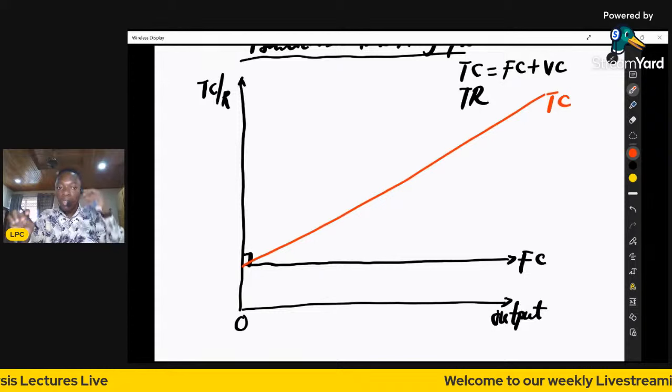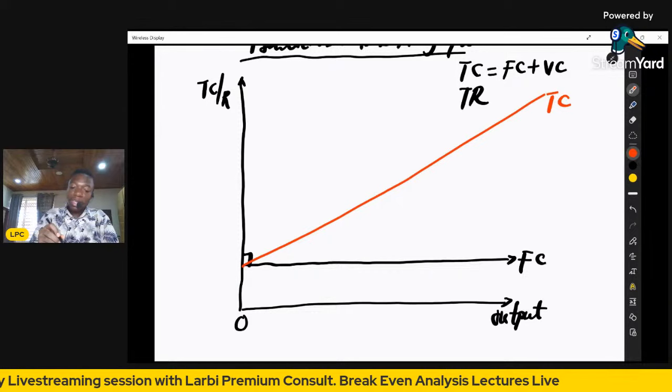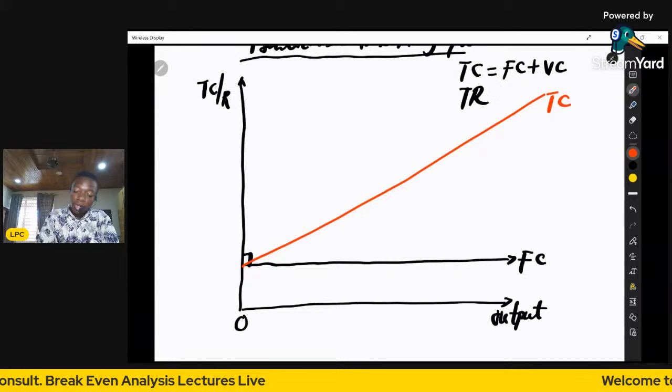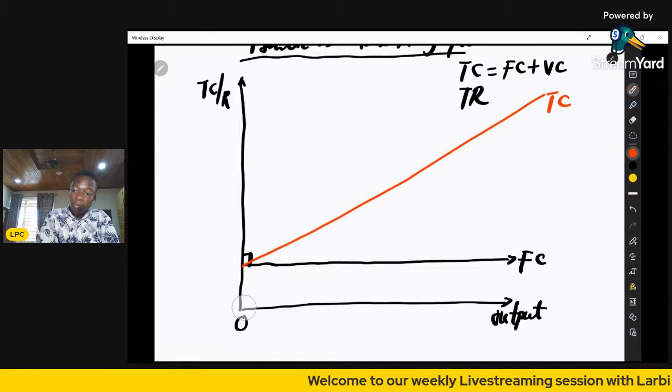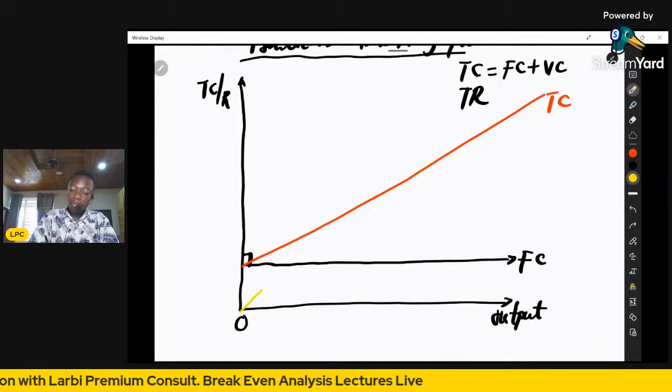And the total revenue curve starts at the point of origin, where the total cost or revenue axis meets the output axis. So this is the point where our revenue line or curve starts from. So this is going to be our total revenue. Let's say something like this, or let me draw it.